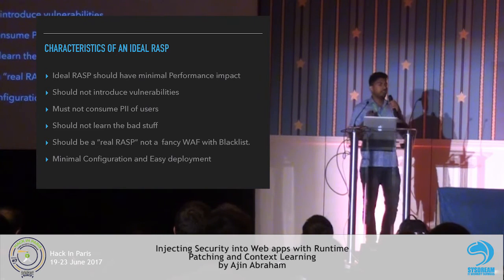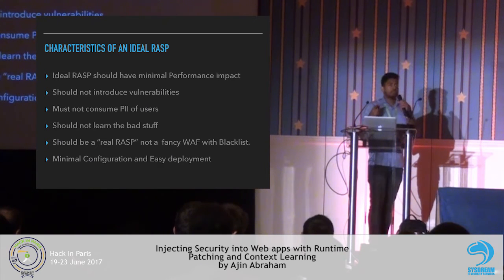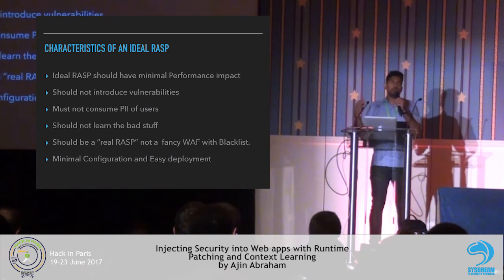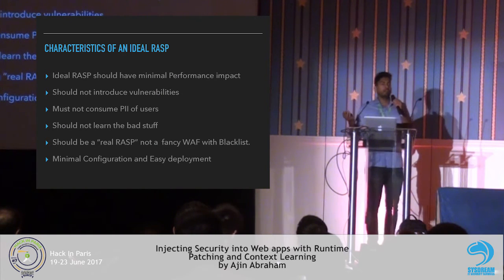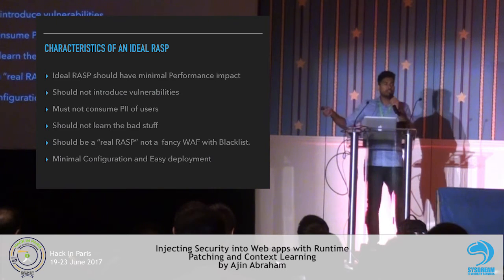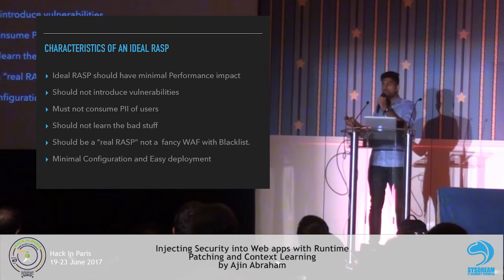Some of the characteristics that you need to look into: you will be seeing a lot of RASP commercial products out there. It will be coming soon. Most of them are in their early betas or so. Some of them have really good products. But these are the things that you should actually look out for when you're evaluating one such RASP product.